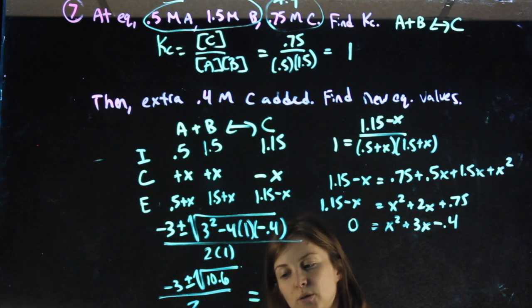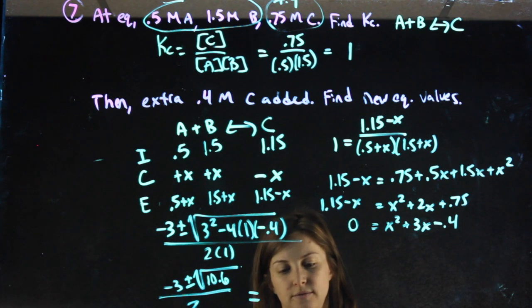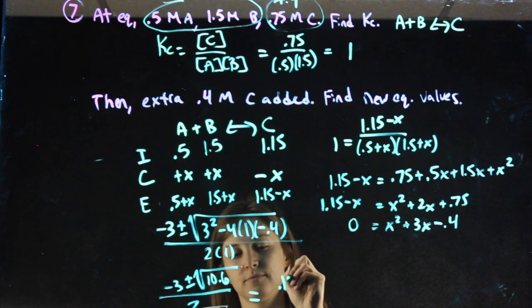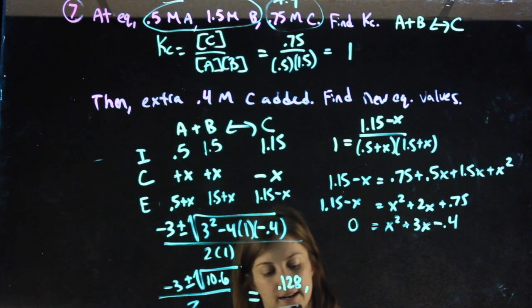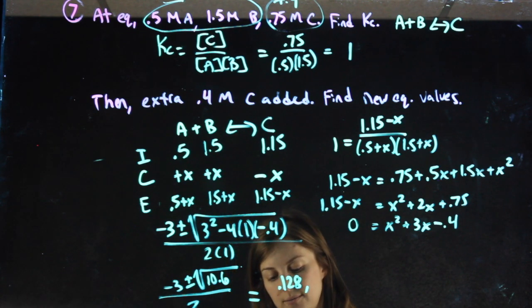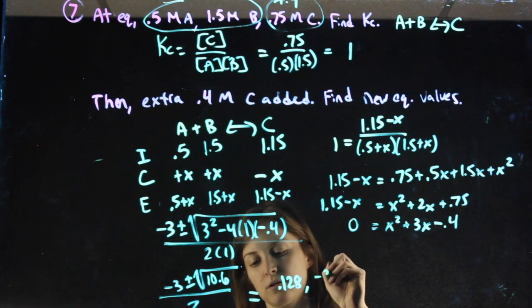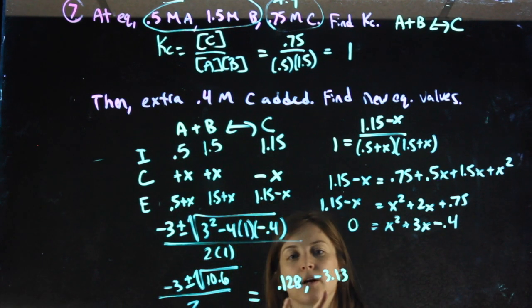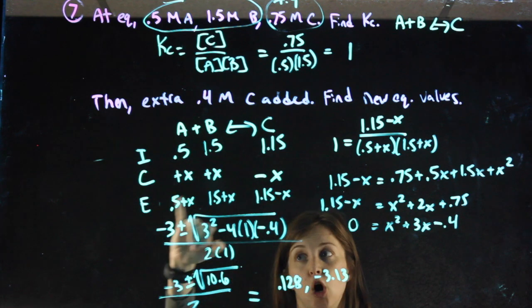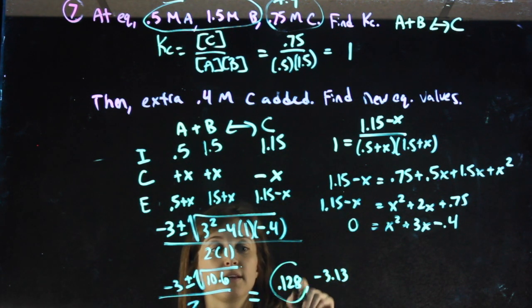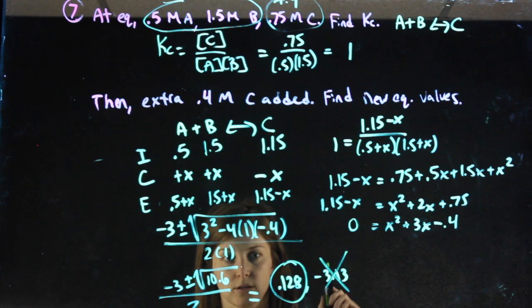Negative 3 plus that square root. Enter. Negative 3 plus the square root of 10.6. Press enter. Then divide by 2. Negative 3 minus the square root of 10.6. Press enter. Then divide by 2. Looking at which of these plugging back into all 3 would get me a positive answer, it's going to be this one, not that one.